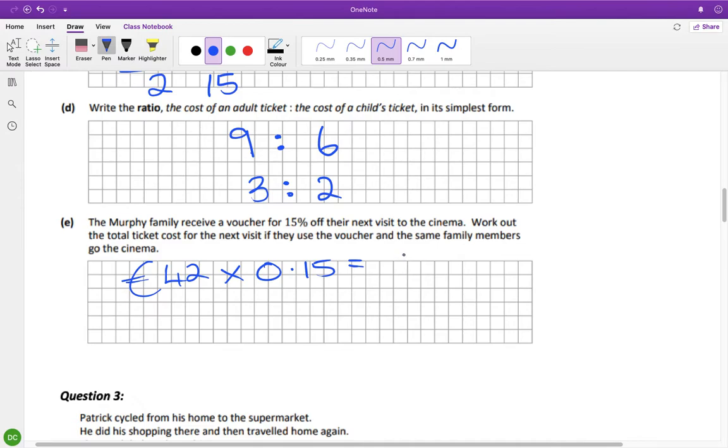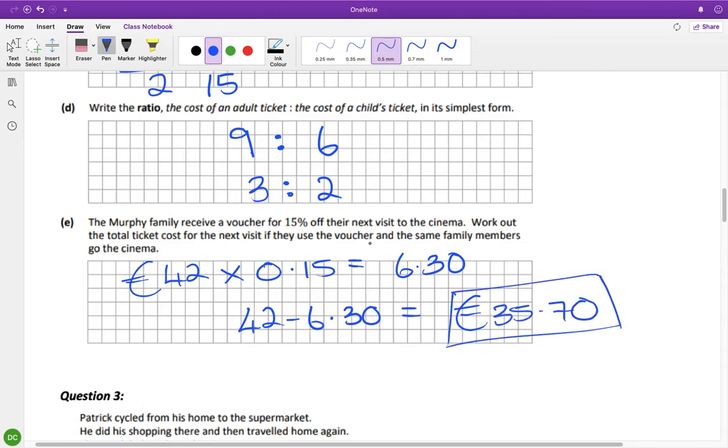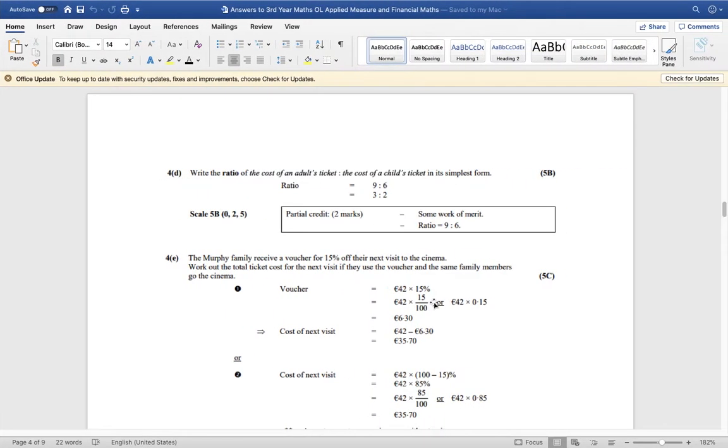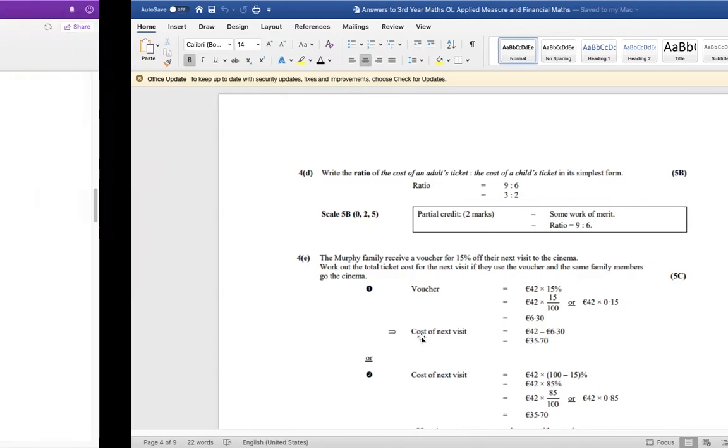And you get 6.30, so that's how much they're going to get off. So 42 minus 6.30 is 35.70. Should I answer the right question there? Work out the total ticket cost for the next visit. Yes. Okay, so they got 6.30 off. That's 15% off, and it brings you down to 35.70. Yep, there it is there, 35.70.